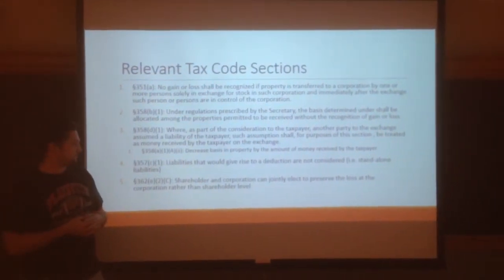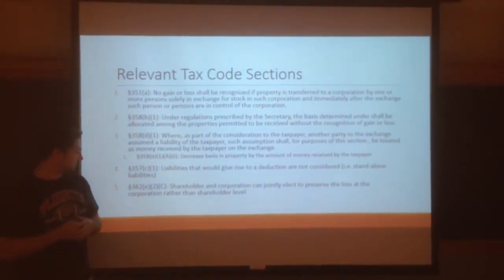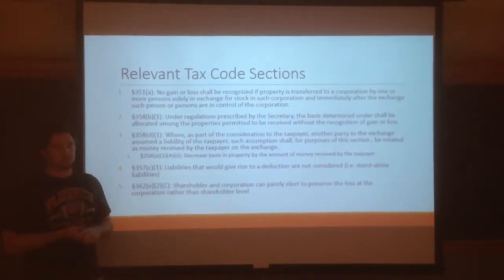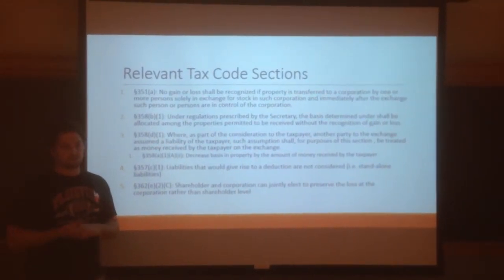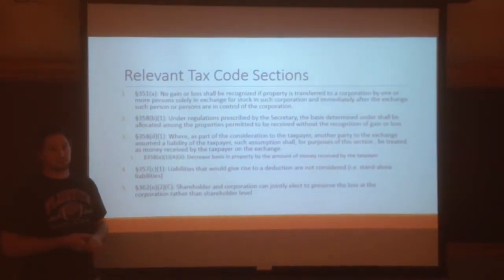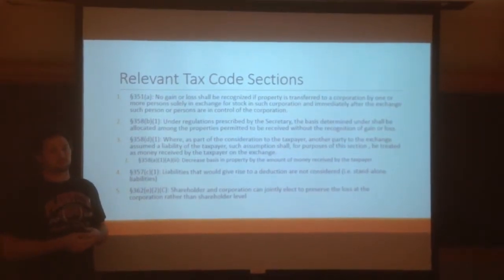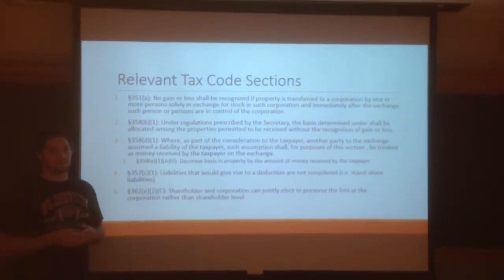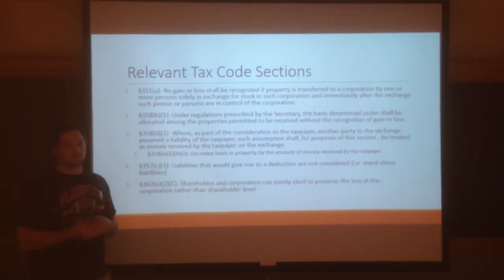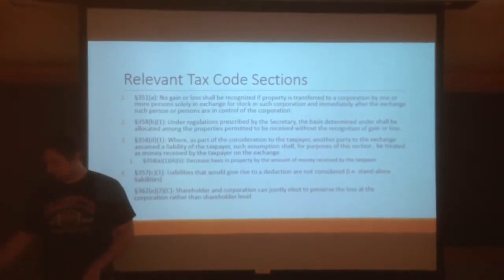And then also, one of the things that can come into play here is section 362(e)(2)(C), because the shareholder and corporation can jointly elect to preserve a loss if there is a loss property, say the fair market value is less than the basis. They can both jointly elect to preserve that loss to the corporation, so the corporation takes as its basis the basis that is higher than the fair market value, and the shareholder just takes a $50,000 basis in the stock.